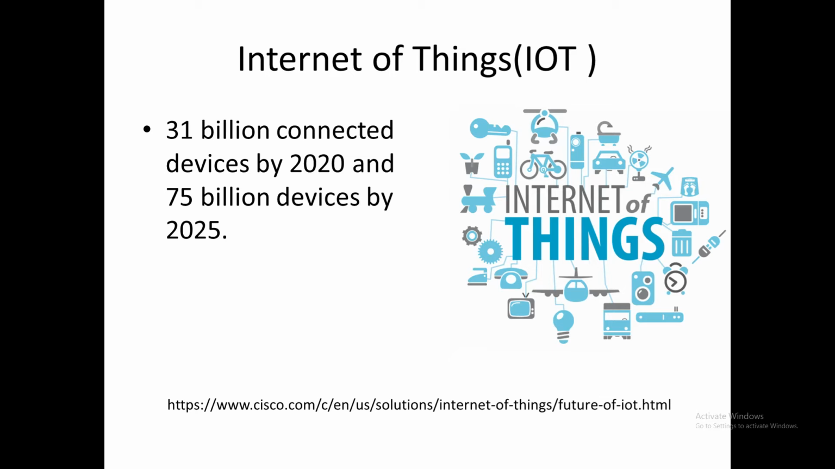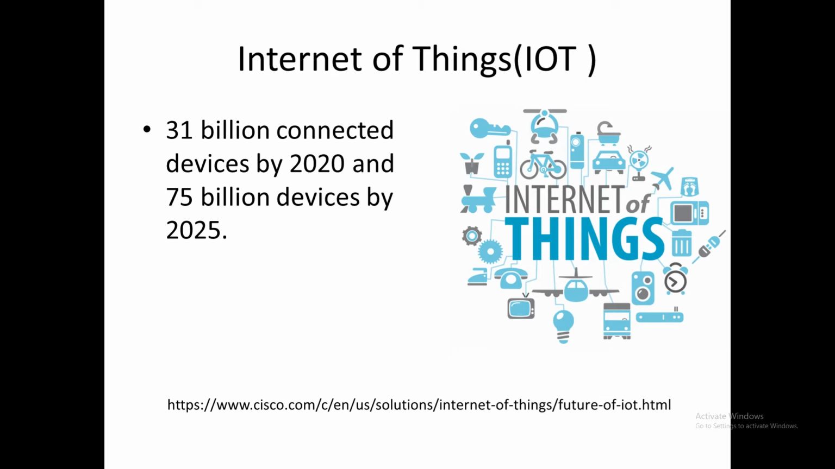There are other devices, and we can see here lots of examples that are connected to the internet, like airplanes, bicycles, lights and television. There are lots of things that it covers. It was estimated by Cisco that there would be around 31 billion connected devices by 2020, and 75 billion devices by the year 2025.